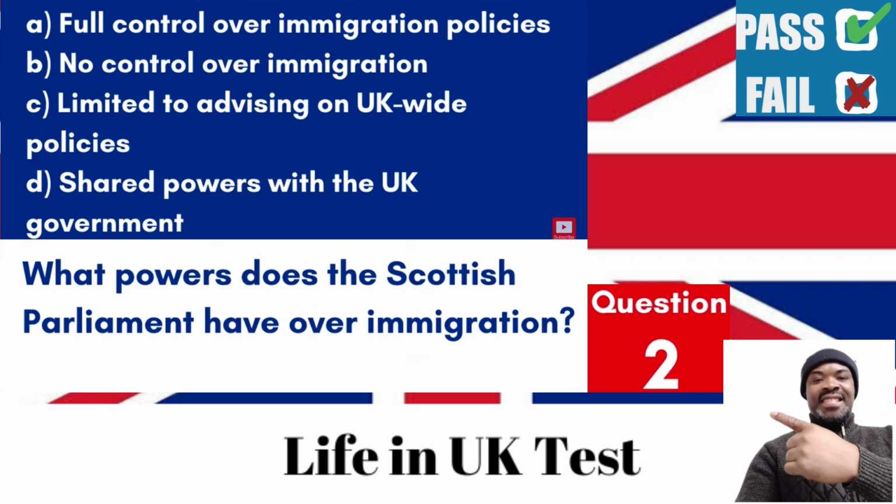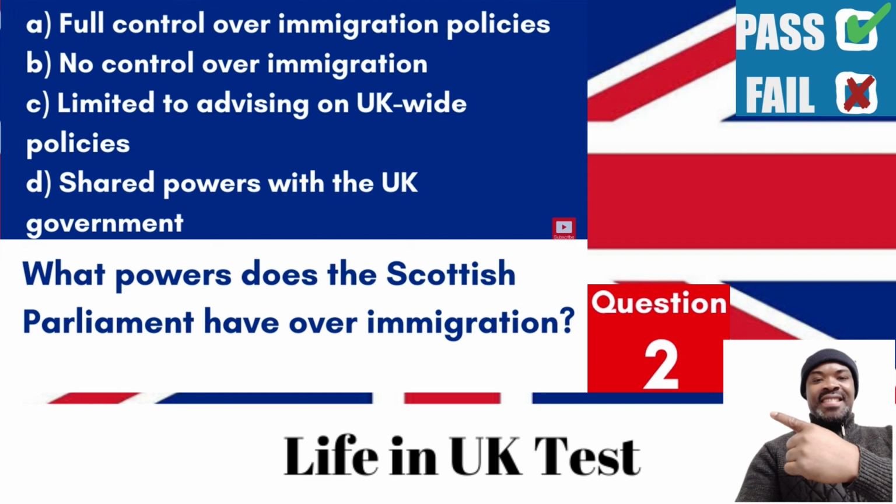Question 2. What powers does the Scottish Parliament have over immigration? A. Full control over immigration policies. B. No control over immigration. C. Limited to advising on UK-wide policies. D. Shared powers with the UK government.